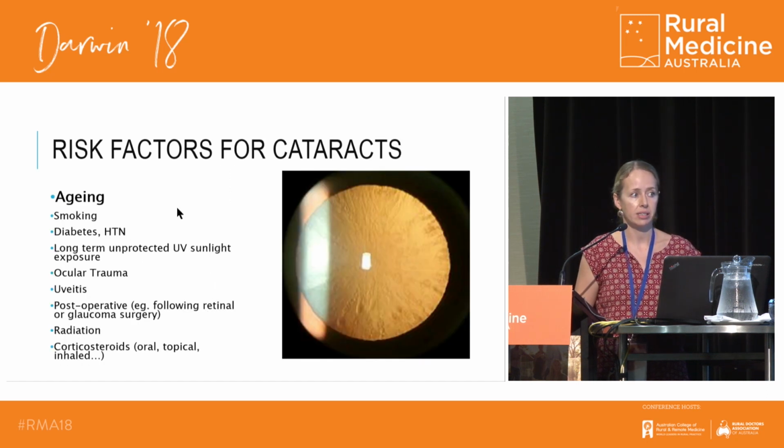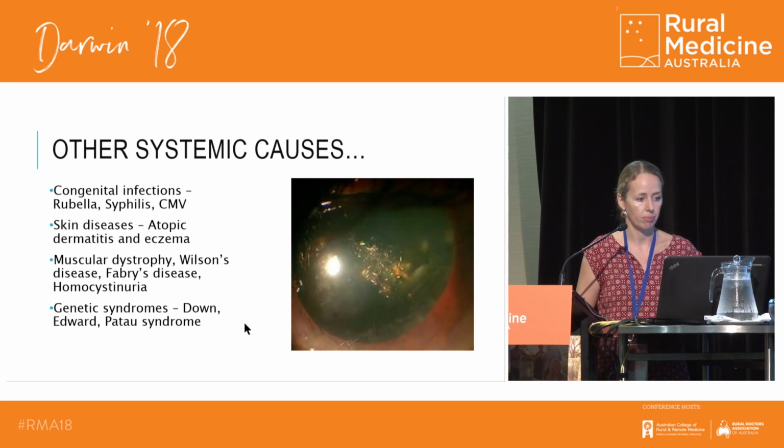Now, aging is the number one risk factor, but like we said, there are other ones too. Ocular trauma can give you an instant cataract. Uveitis will give you cataract. And again, steroids we talked about before. So drops, tablets, creams, inhalers can all give you cataracts. And there's a whole long list of other causes, including congenital infections, skin diseases, and different genetic syndromes and metabolic disorders as well.